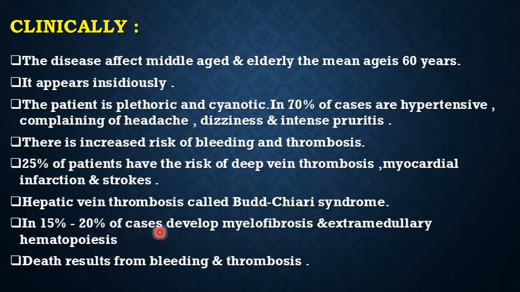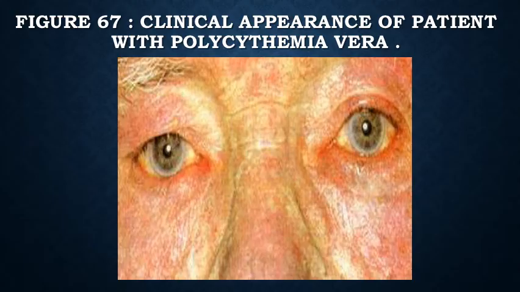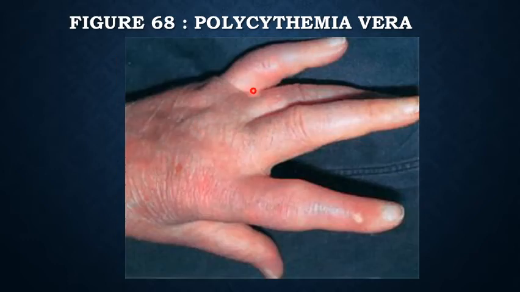15% to 20% of those cases develop myelofibrosis of the bone marrow and extramedullary hematopoiesis. The death usually results from bleeding or thrombosis. So here, this is the clinical appearance of the patient with polycythemia vera, who looks plethoric, red in color because of the red blood cell mass, and congested or cyanotic. The face is red and always congested, and they have high blood pressure, about 70% of those patients. This is a hand of a patient with polycythemia vera also; this is also plethoric.